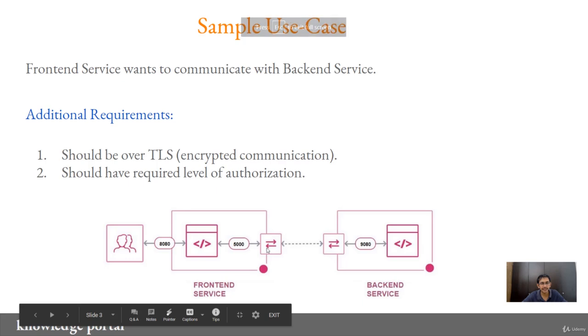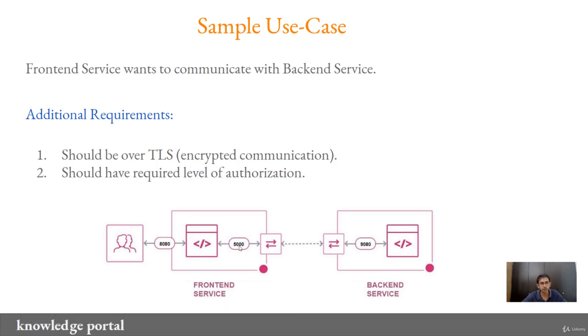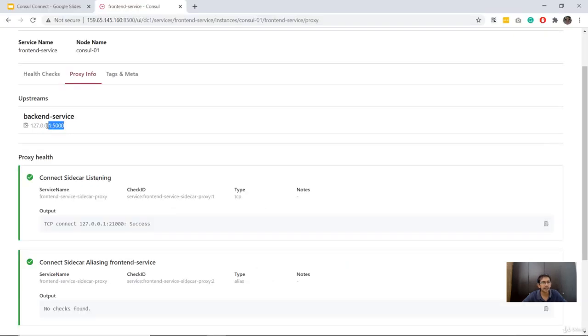So what exactly happens is, let me maximize this PPT here. As we were discussing, this specific proxy which is associated with the front-end service is listening on port 5000. So whenever the front end service sends the request to port 5000, in turn this specific proxy will initiate the connection with the proxy that is associated with the backend service.